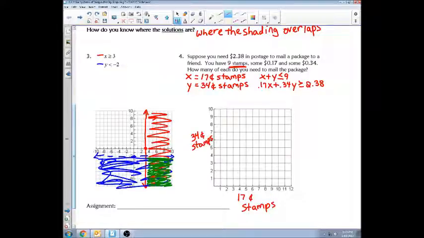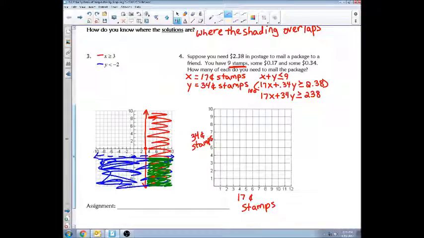Now, I don't really want to mess with inequalities with decimals if I don't have to. So what I want to do here in order to get rid of my decimals is to multiply that inequality by 100. When you do that, you end up with 17x plus 34y is greater than or equal to 238. Because I've made both sides of the inequality multiplied by 100, I haven't really changed my inequality at all. I just got rid of the decimals doing that.